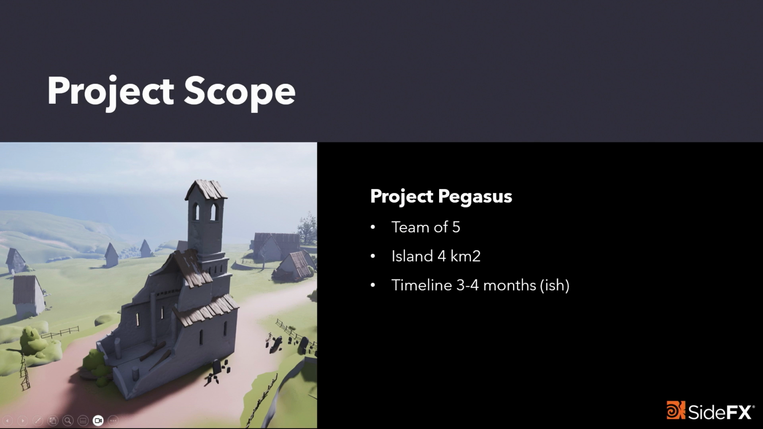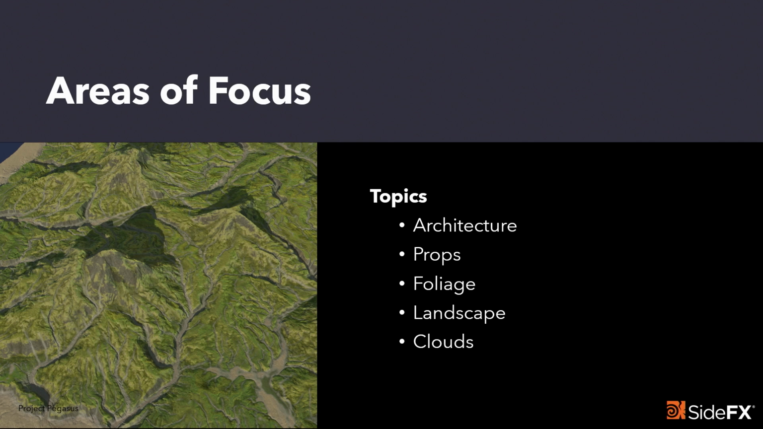So we're only a small team, there's 5 of us. The island is roughly 4 kilometers across, which isn't huge compared to modern AAA open world games, but we've only got 3 to 4 months. And I say 4 months-ish because we're all working part-time. So in real world terms, we've actually got less than this. But this does force us to approach Pegasus in a very focused and clear way. And these are the main areas that Pegasus is focusing on. So we've got architecture, props, foliage, landscapes, and volumetric clouds.